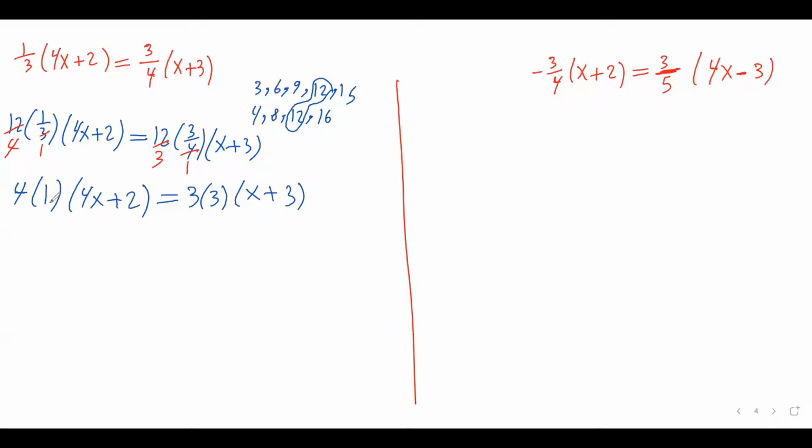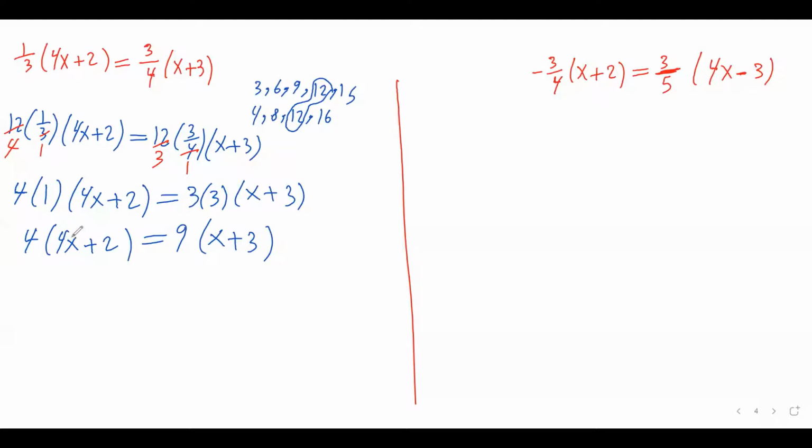So 4 times 1 is just 4. On the left side I have 4 bracket 4x plus 2. On the right side I have 3 times 3 is 9 and x plus 3 in the bracket. Now we have to distribute this into the bracket and also that 9 as well.